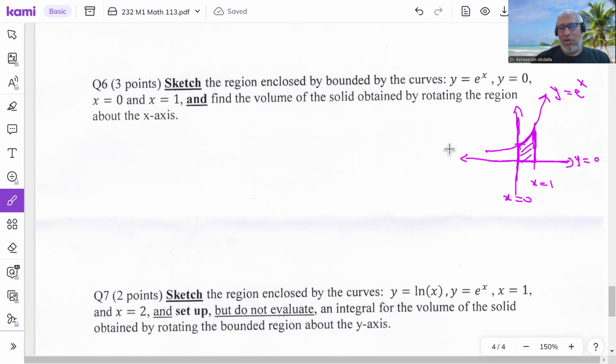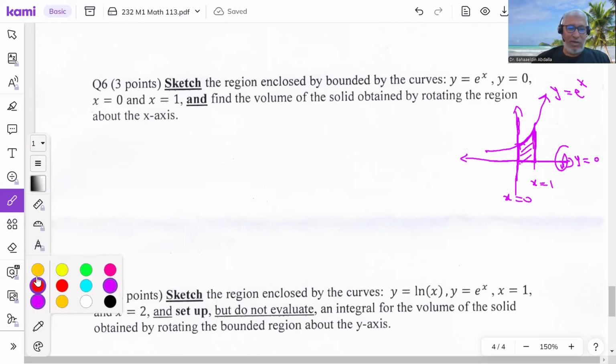We need the volume when we rotate about the x-axis. So when you rotate about the x-axis, what rectangle would you choose here? Vertical rectangle or horizontal rectangle? If you choose a horizontal rectangle, then you have to divide the area into two areas, because from here to here, this line is to the right, but up here the line is to the right of a curve. So the best choice here is to choose a vertical rectangle. When you choose a vertical rectangle, this means the width is dx.